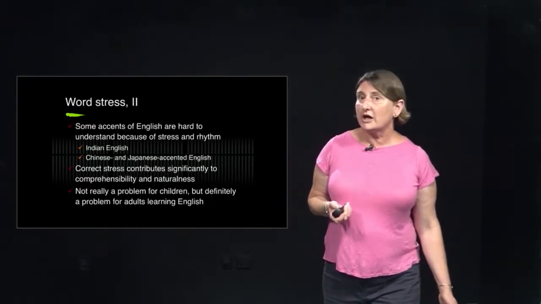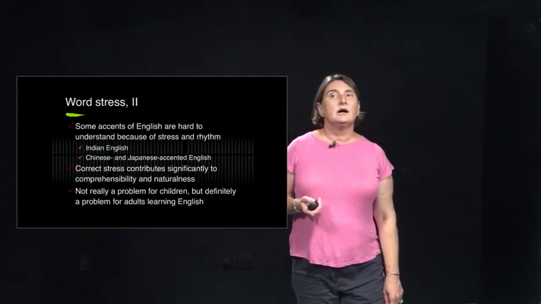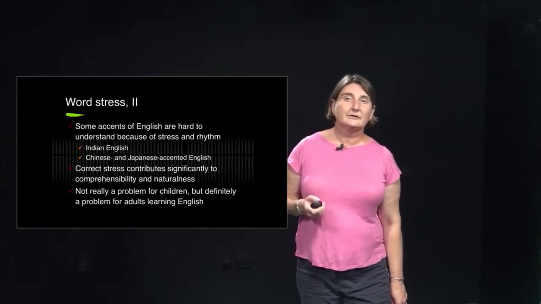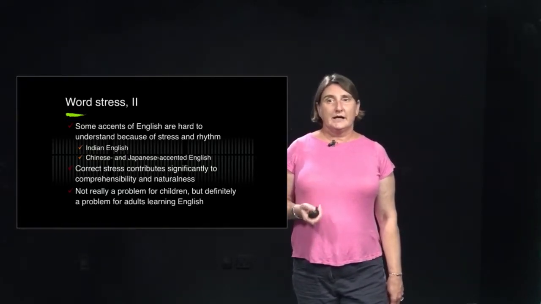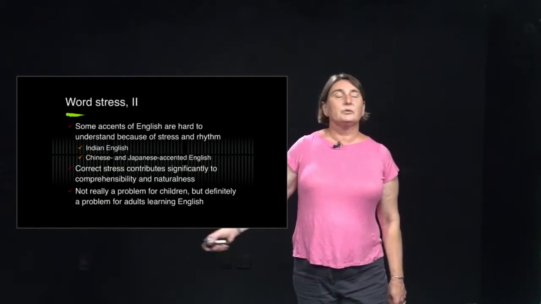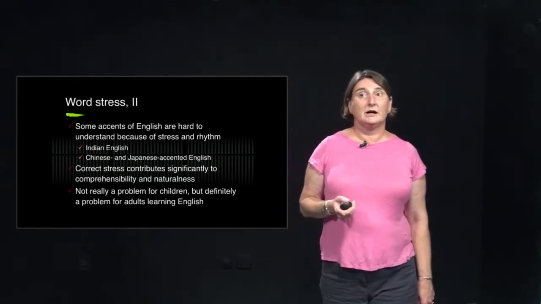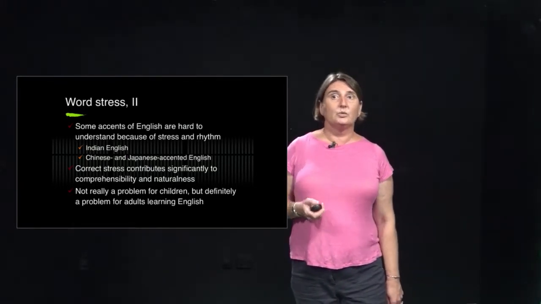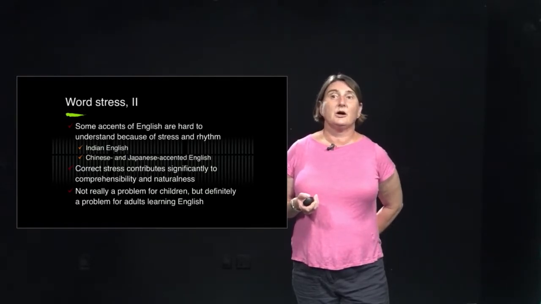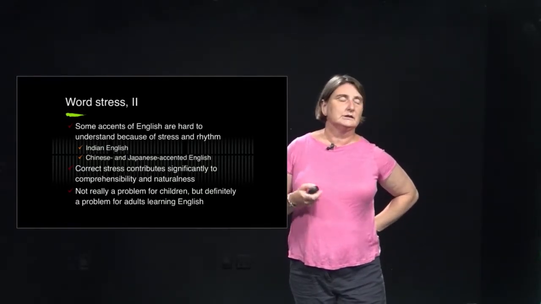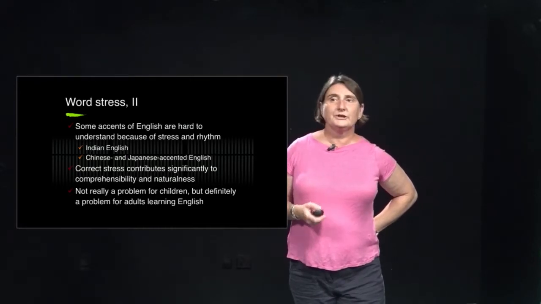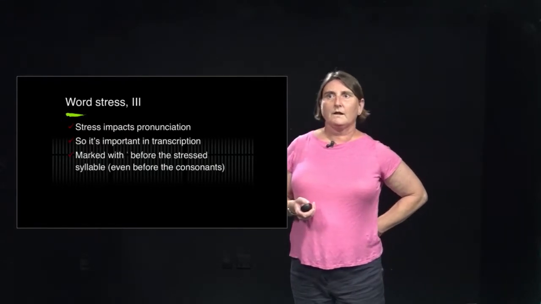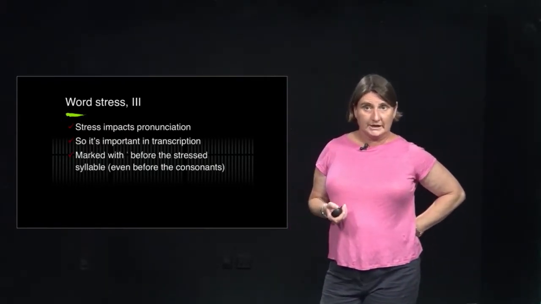Also, Chinese, Japanese, Korean accented English, these accents also don't give quite enough attention, due to the nature of the first language, to the stress, and it can make it difficult. So having the correct stress on a word really contributes significantly to the comprehensibility and to the naturalness. It's not really a problem for kids, but it really is a problem for adults learning English. So the stress impacts the pronunciation.